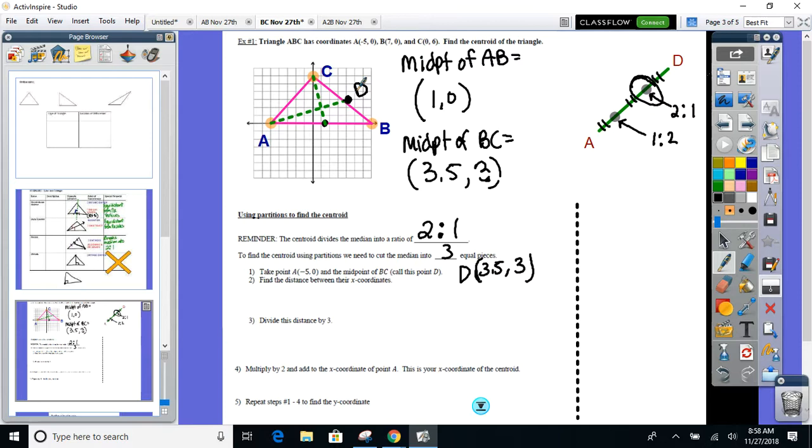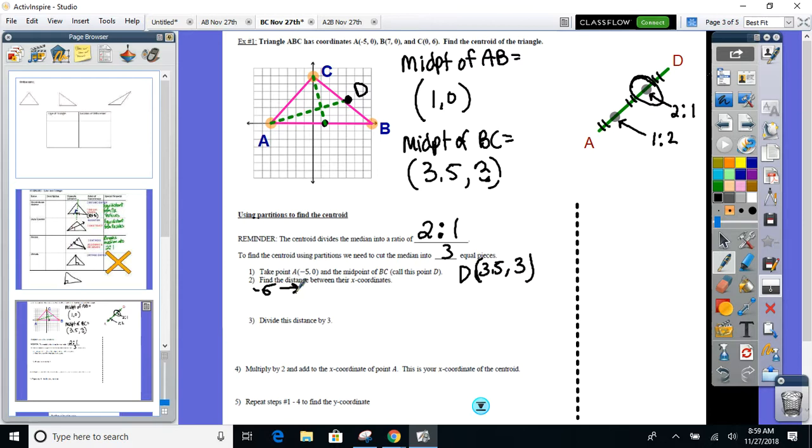What I need your help with is breaking it up into 3 congruent parts. I'm looking for what the point is, because it's my centroid. We all agree that's going to be my centroid. I'm going to start with x coordinates first. Point A had an x coordinate of what? -5, right? And I went to where for point D?